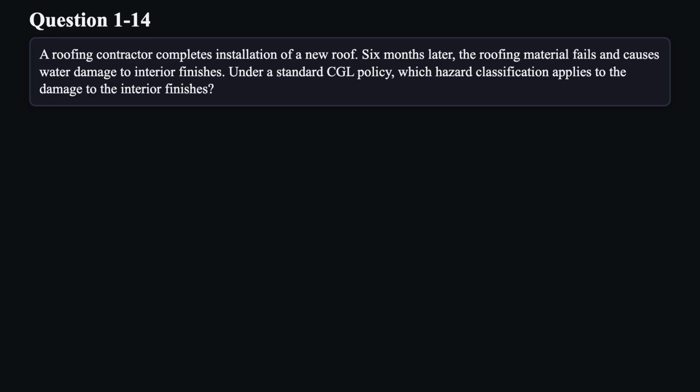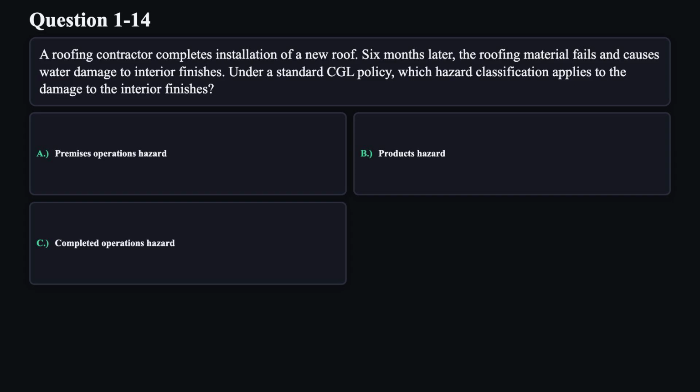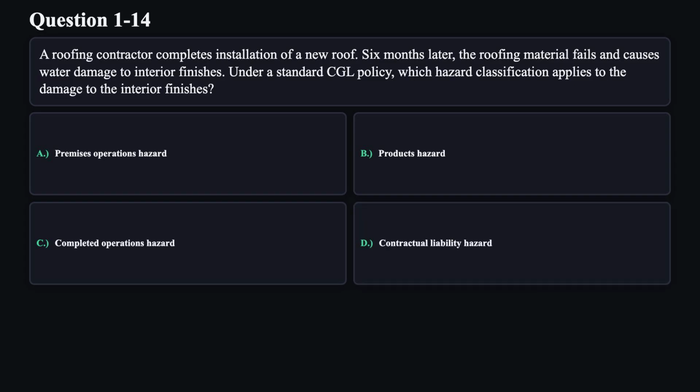Question 14. A roofing contractor completes installation of a new roof. 6 months later, the roofing material fails and causes water damage to interior finishes. Under a standard CGL policy, which hazard classification applies to the damage to the interior finishes? A. Premises operations hazard. B. Products hazard. C. Completed operations hazard. D. Contractual liability hazard.